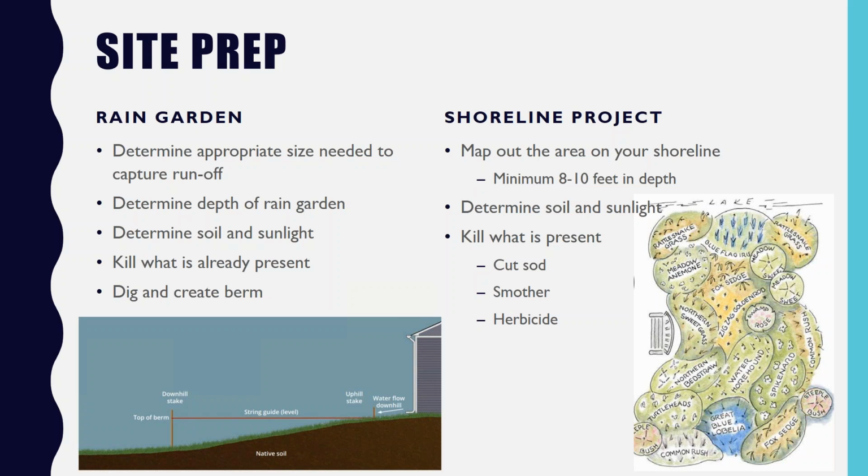Again, determine the soil and sunlight type. And then again, kill what is present. So either you cut the grass with a tiller or a sod cutter, you can smother it with a tarp or cardboard, or you can apply herbicide. If you are applying herbicide close to the water, you may need a permit from the DNR. So keep that in mind when you're choosing your practice.